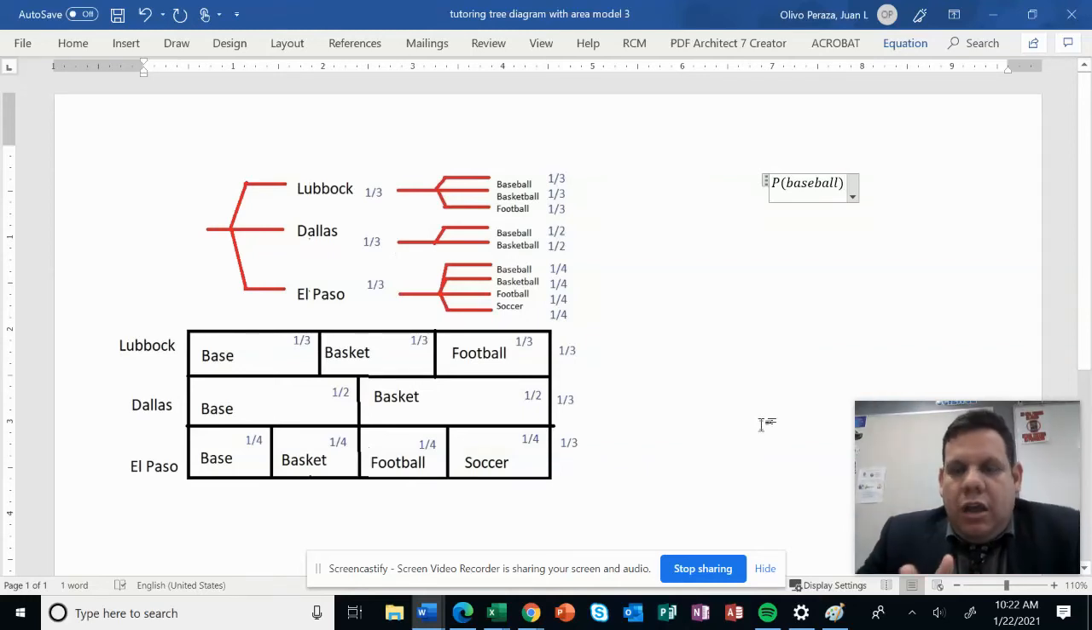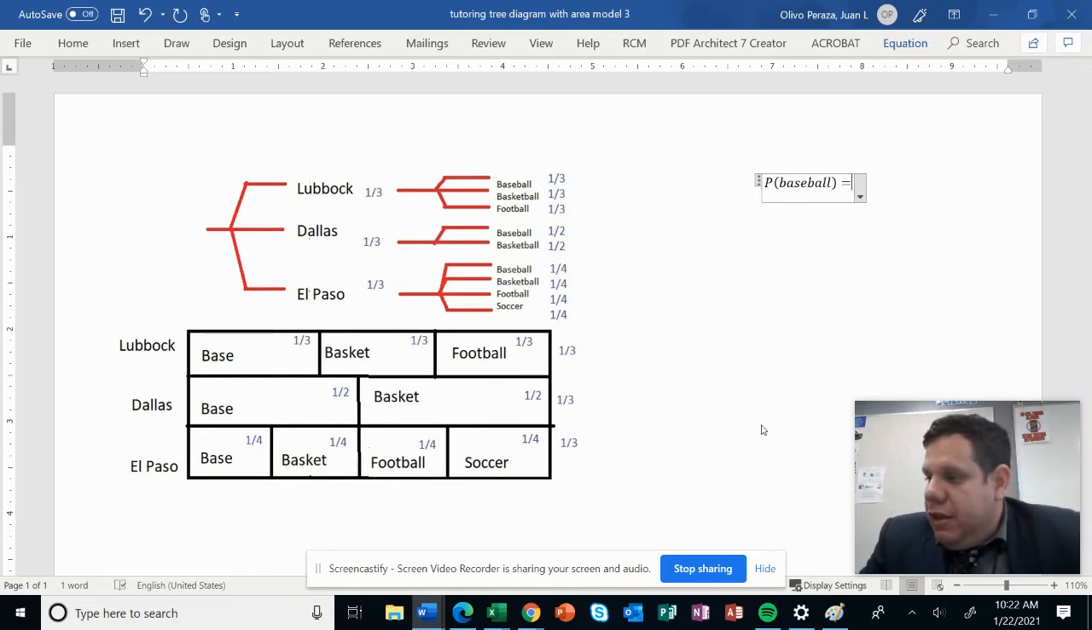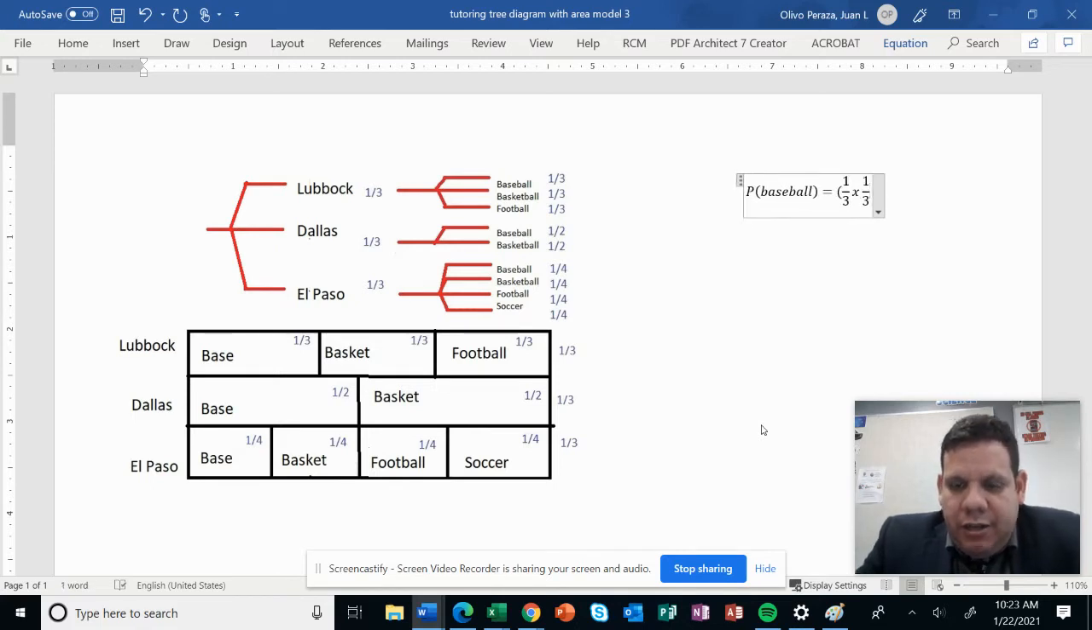Okay, so how do we know that? The first thing that we need to do is to get the probabilities per branch. So this is equal to, in the first place, let me open the parentheses to express the probabilities from Lubbock, Texas, which is 1/3 for the city times 1/3 for the sport itself.